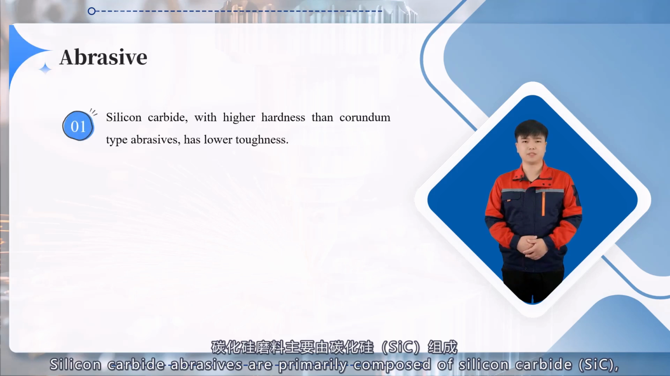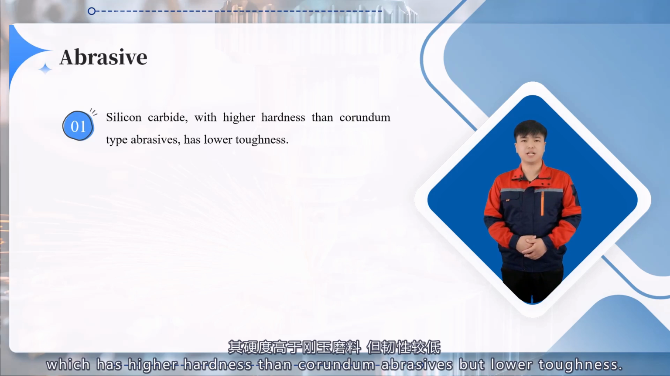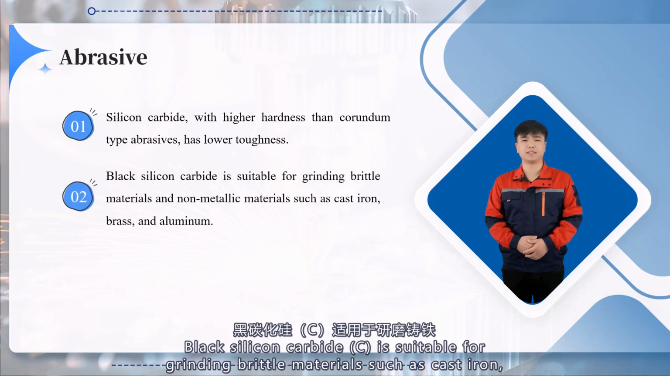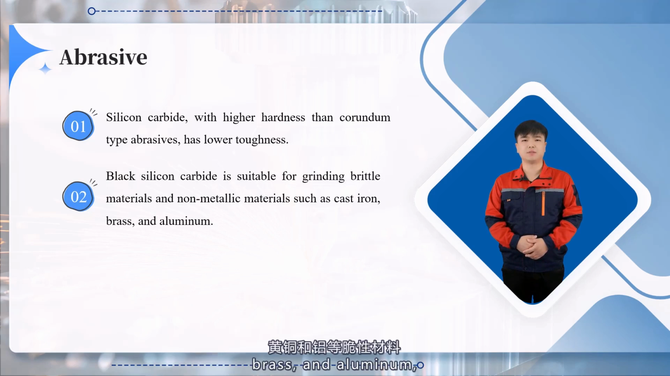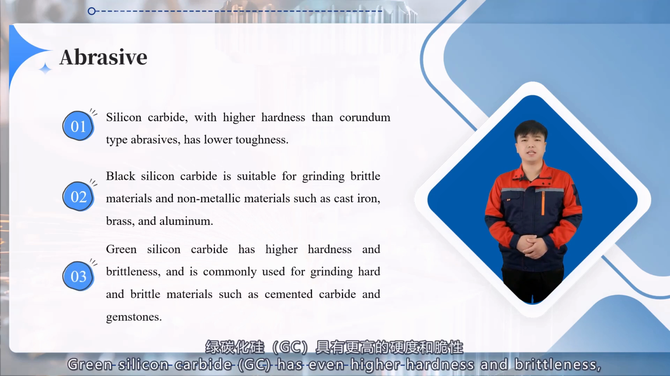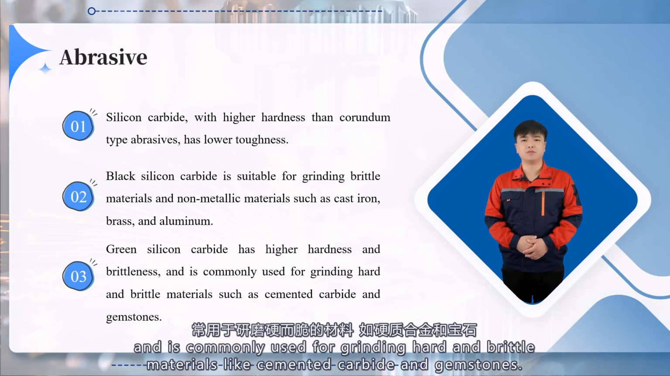Silicon carbide abrasives are primarily composed of silicon carbide, SiC, which has higher hardness than corundum abrasives but lower toughness. Black silicon carbide C is suitable for grinding brittle materials such as cast iron, brass, and aluminum, as well as non-metallic materials. Green silicon carbide GC has even higher hardness and brittleness, and is commonly used for grinding hard and brittle materials like cemented carbide and gemstones.